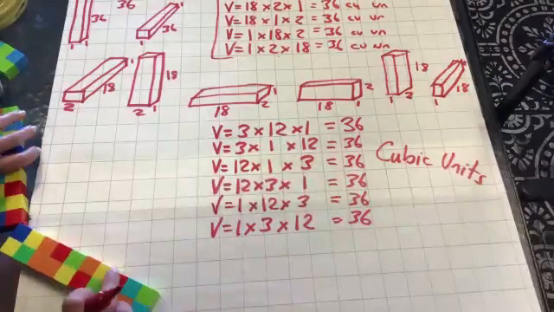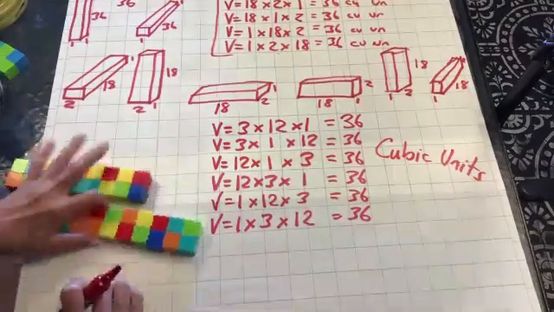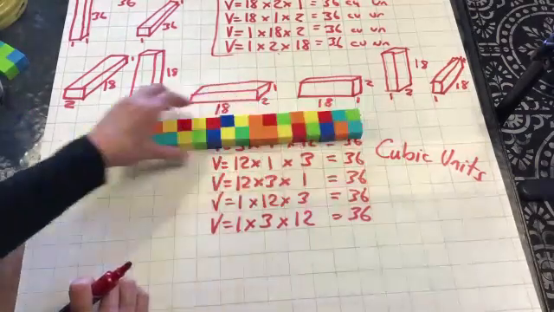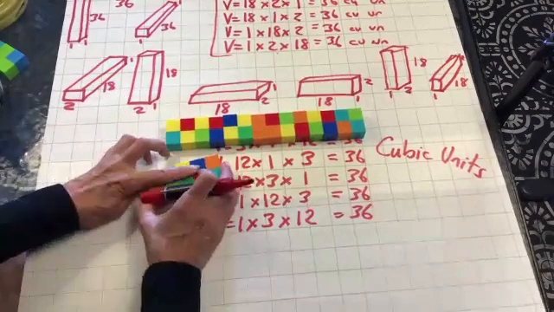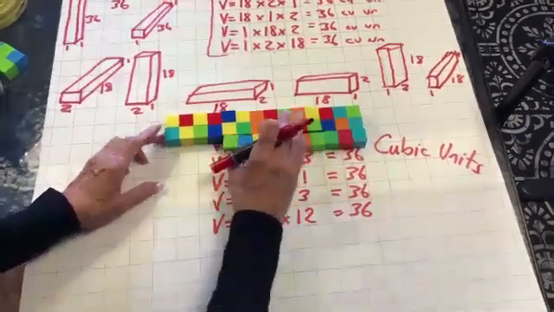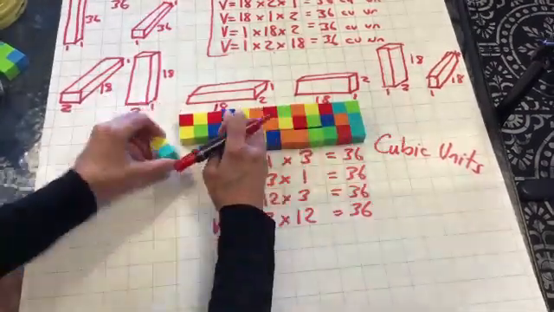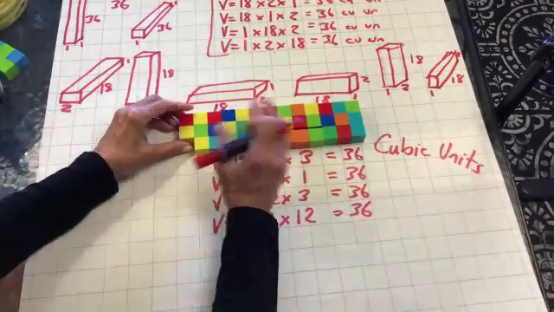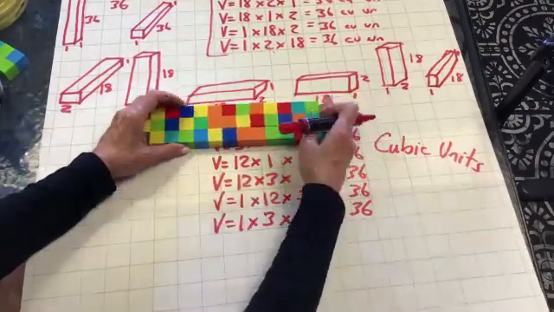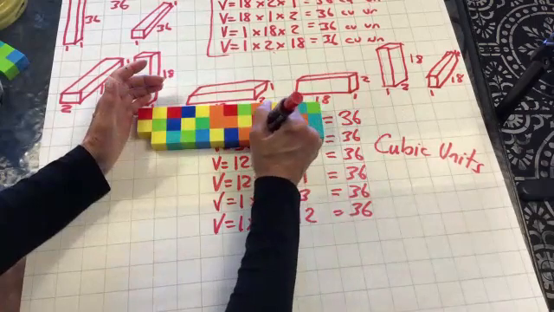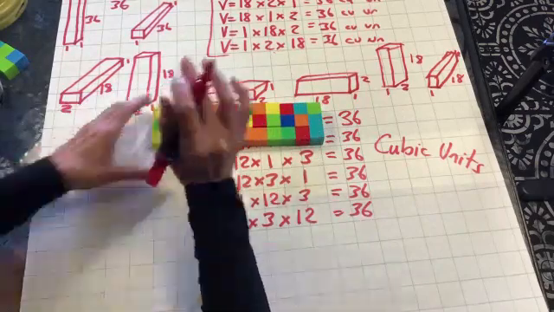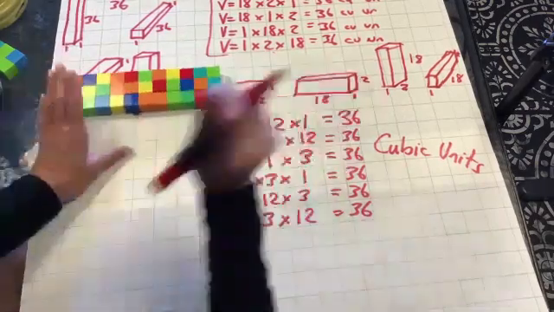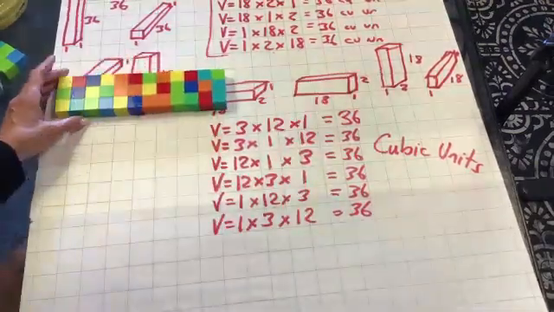Let's do our 3. So I've got 36 cubes here. And I'm going to put them into 3. So let me take these apart to get, let's see, 3 by 12s. 1, 2, 3, 4, 5, 6, 7, 8, 9, 10, 11, 12. Okay, there we go. So here we have 3 by 12.